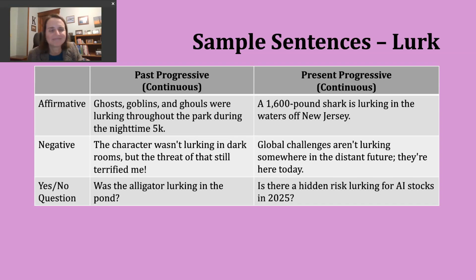of a boo. Okay. Now, if you want to make a negative past progressive sentence, again, keep paying attention to that subject. Use was not, and then the ing form of the verb, or were not, and then the ing form of the verb. Here's another example. The character wasn't lurking in dark rooms, but the threat of that still terrified me.